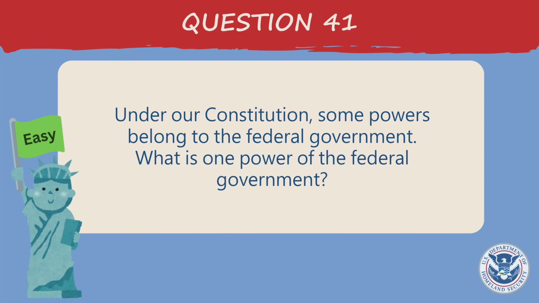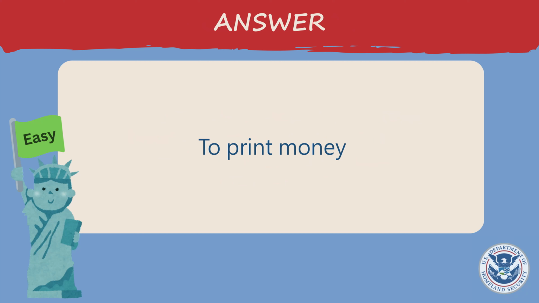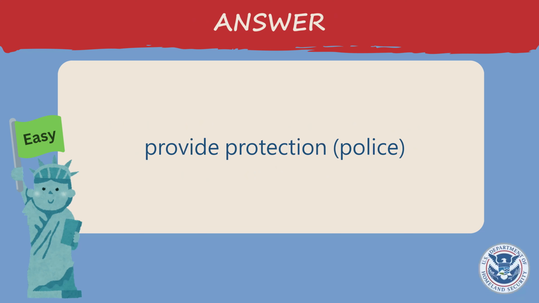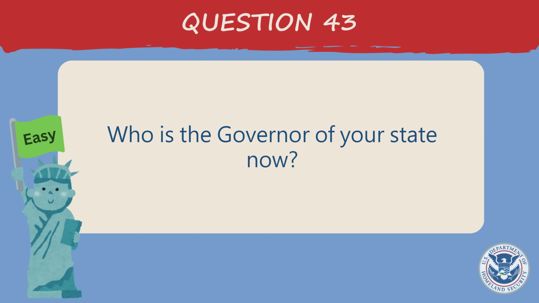Under our Constitution, some powers belong to the federal government. What is one power of the federal government? To print money. Under our Constitution, some powers belong to the states. What is one power of the states? Provide protection, police. Who is the governor of your state now?